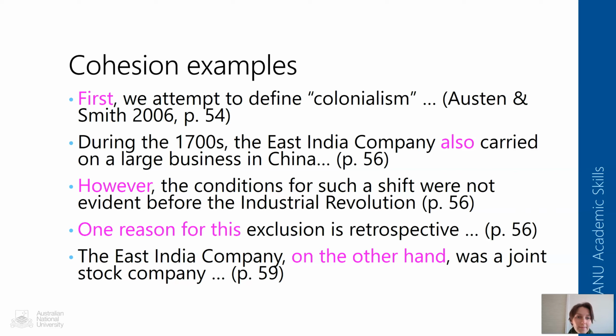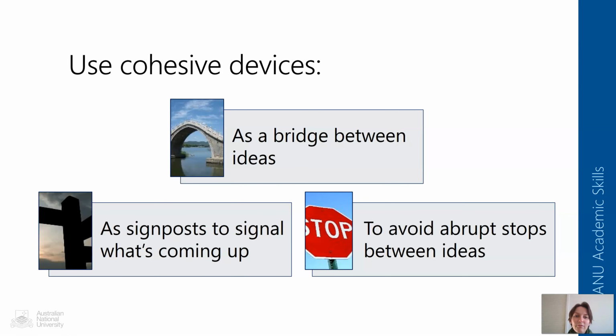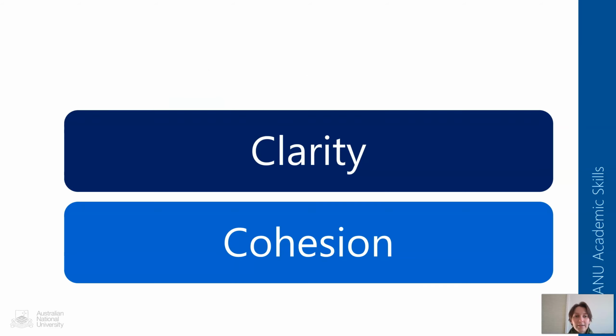So in your reading for this week, you see quite a few examples of these all throughout their essay. First, we attempt to define, during the 1700s, the East India Company also carried on, etc. So these kinds of cohesive devices help you to follow the ideas. So cohesive devices can help to bridge different ideas, and they can help to allow your reader to follow what's going to come next. They can be prepared for what's coming next. And it helps to transition between ideas, particularly if you're moving on to a very different idea.